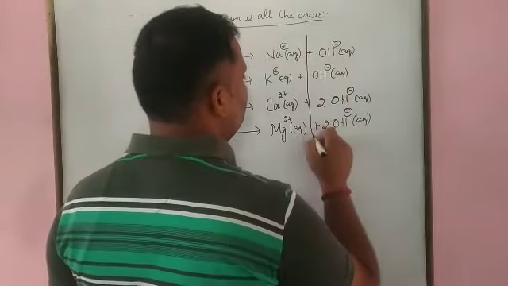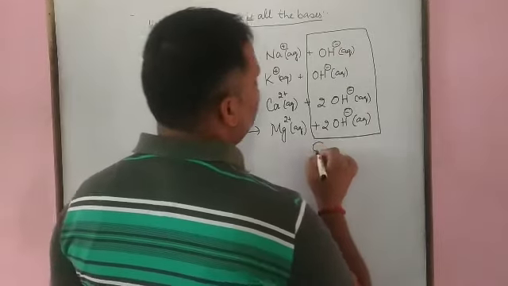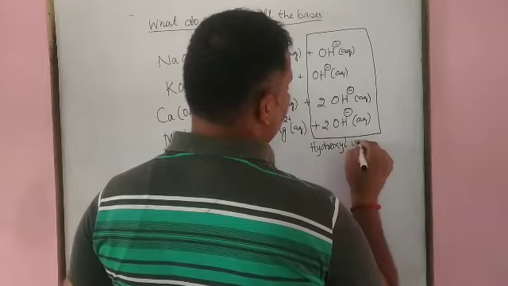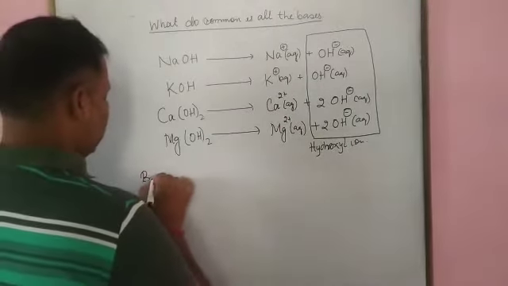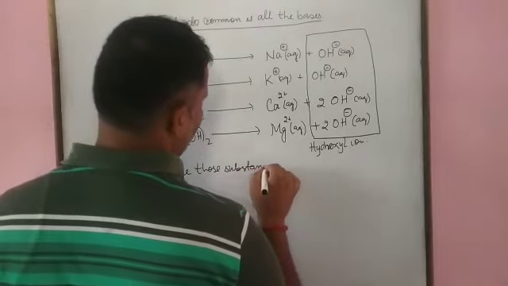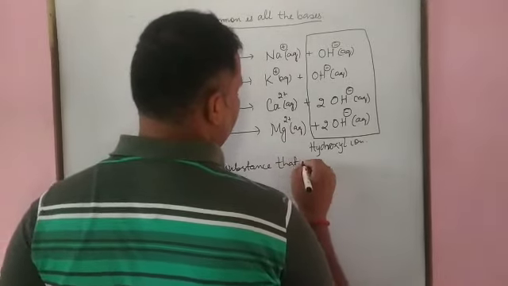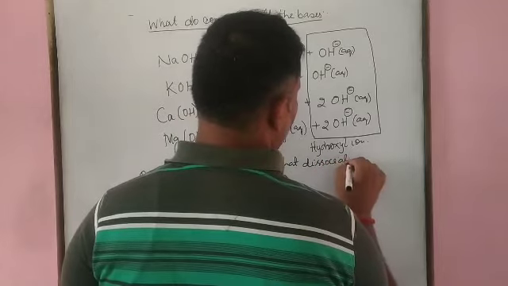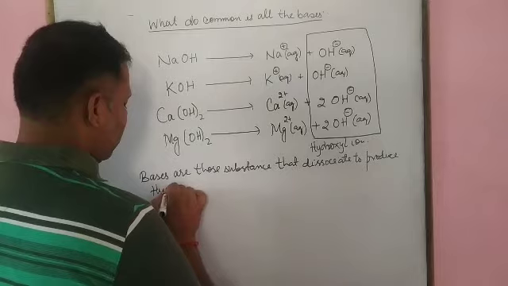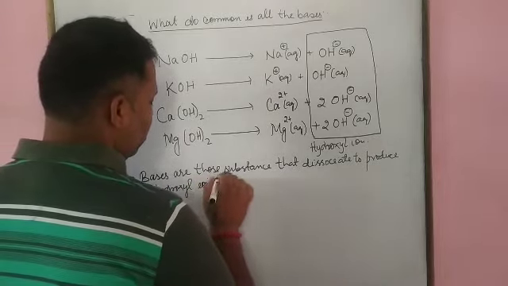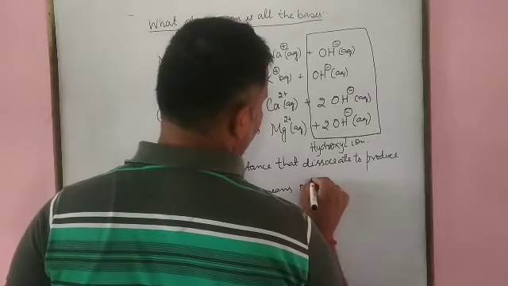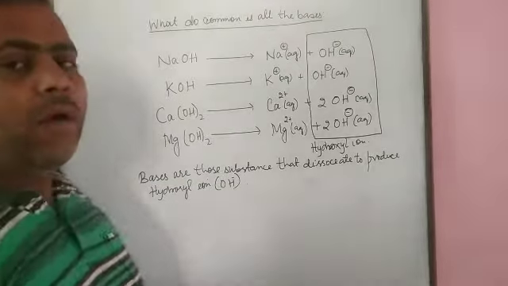What is common? Let us see. This one is hydroxyl. This one is hydroxyl ion. What do we conclude? Bases are those substances that dissociate to produce what? Produce hydroxyl ion, that is OH-. It means all the bases will provide you hydroxyl ion.